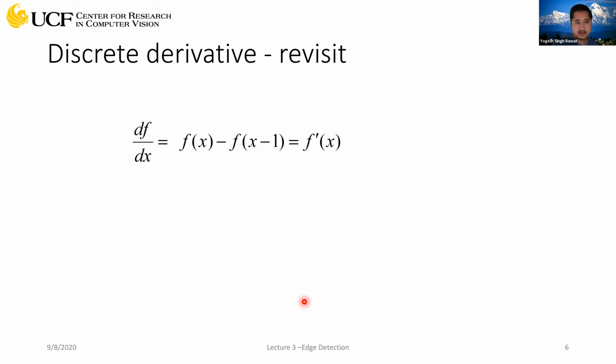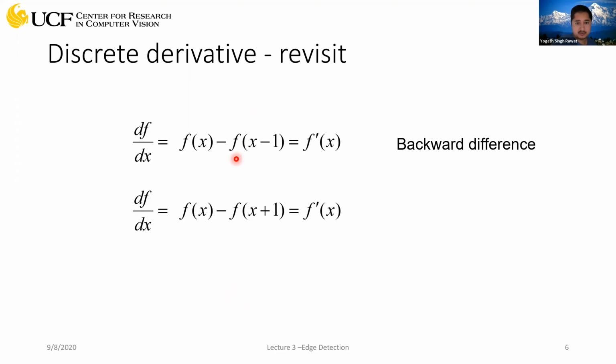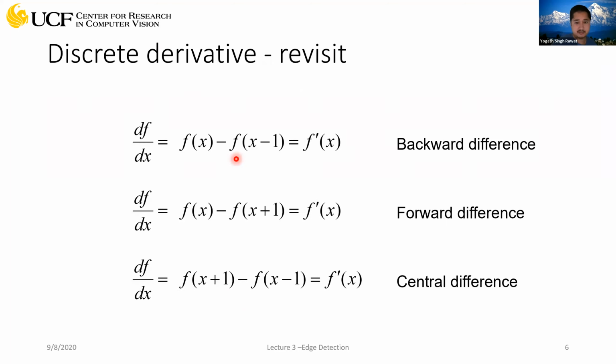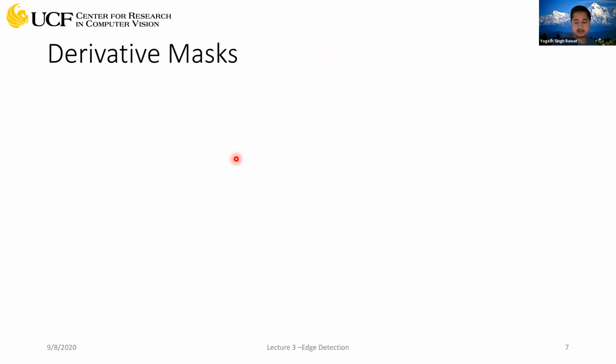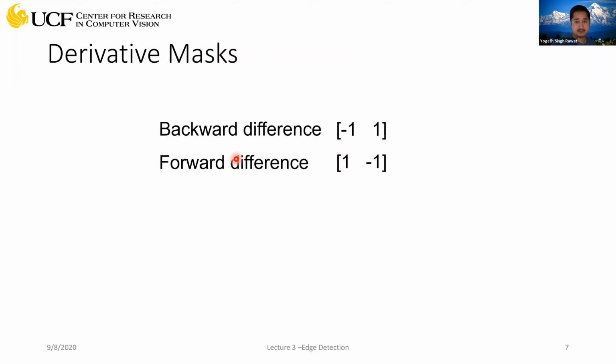So let's quickly recap how we compute derivatives. For a discrete 1D signal, this is the backward difference. We can compute the forward difference, and this is the central difference. These three operations can also be represented using three different masks: -1 and 1, 1 and -1, and -1, 0 and 1. We can directly apply these masks on signals to get the derivatives.